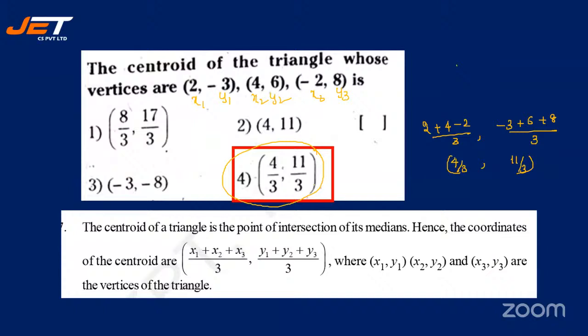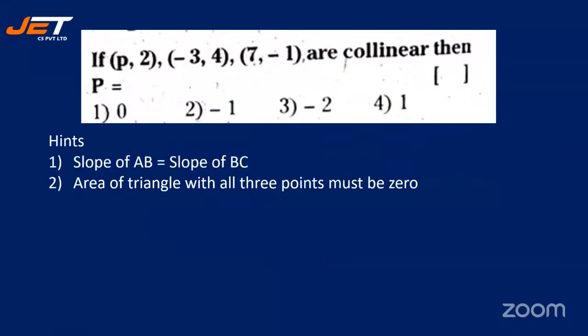All right. Next. Right. So let's move on to the next question. If p, 2; minus 3, 4; 7, minus 1 are collinear, then what is the value of p? So it's a very simple one. You just have to find out the area of the triangle.